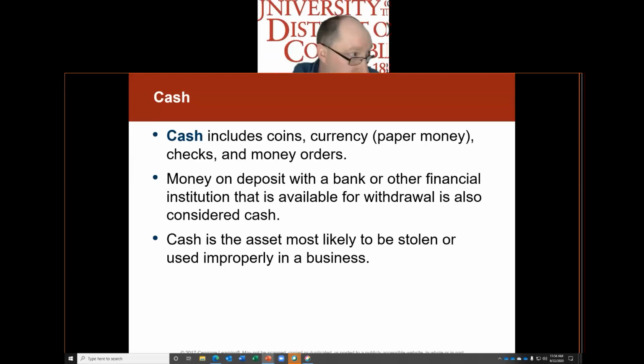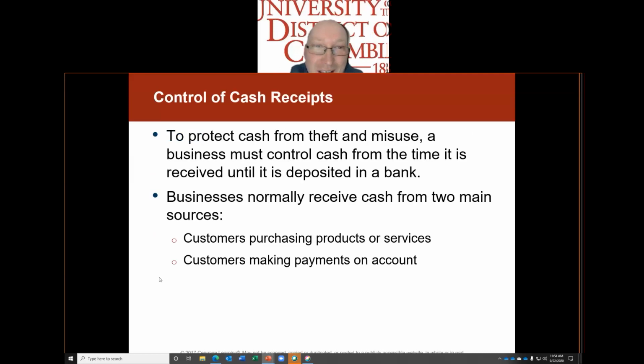Improper use, what's an example of that? Let's say I took cash out of the cash register to go to lunch. That's improper use of cash funds, okay? You shouldn't be doing that. So how do we control cash? We use receipts, of course. To protect cash from theft or misuse, we use cameras, we use receipts, we use time to control cash.